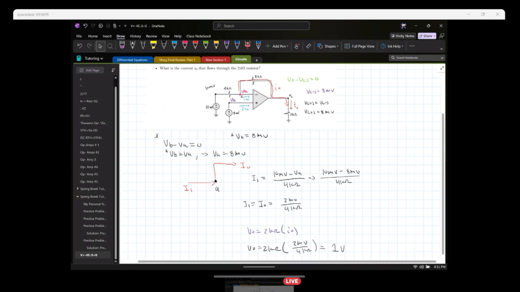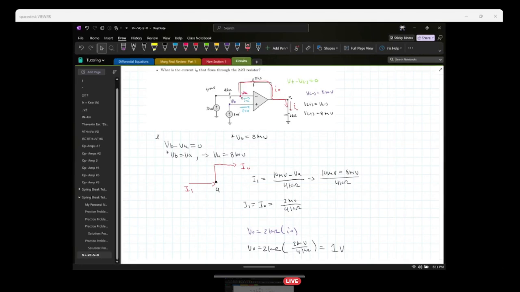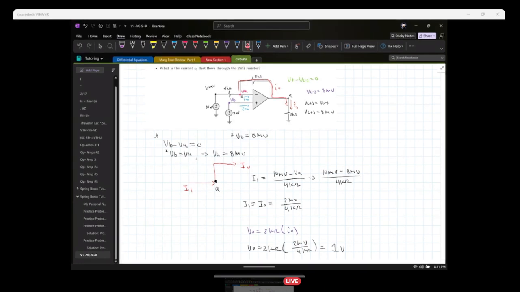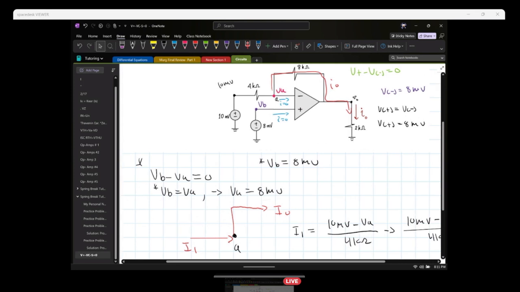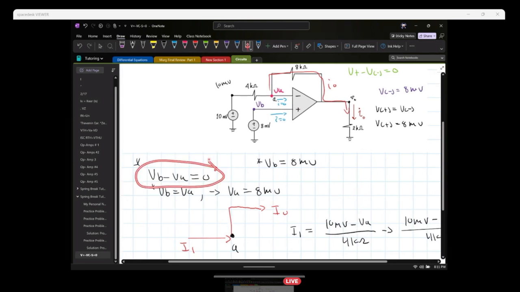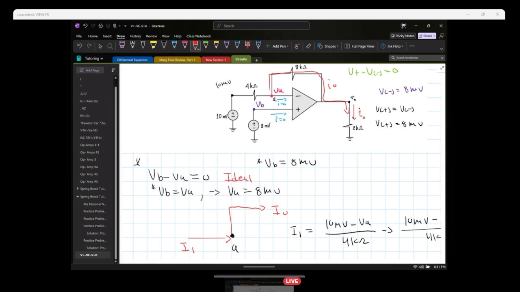So hold on, let me zoom in. Actually, she said don't use any formulas. Yeah, she said no using formulas. But what did you do? Okay, what happens with the other source voltage, the 8 millivolts? How'd you do that? I just said it's equal to VB. So VB is equal to VA, yes, and then you use the equation, which is the ideal equation for an op amp, the auxiliary equation.